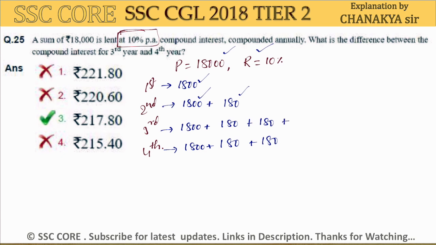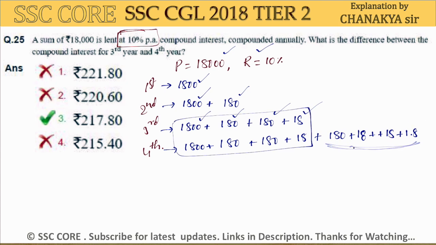On 180, 18 rupees for next year, 18 rupees for next year. On 1800, 180 rupees. On 180 next year, 18 rupees. And on 180 next year, 18 rupees. On 18 next year, 1.8 rupees. If you see, difference between third year and fourth year is this much. 18 plus 180 plus 18, 198, 198 plus 18, 216 plus 1.8, 217.8 is answer. Answer is option 3.